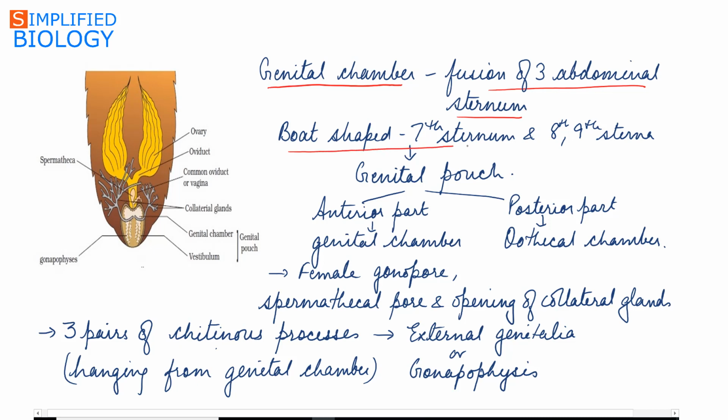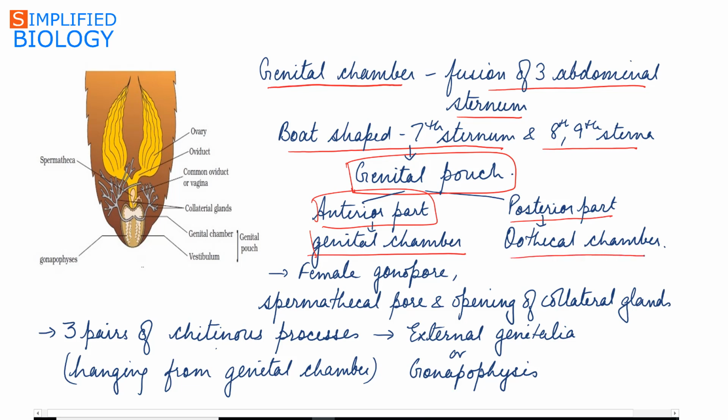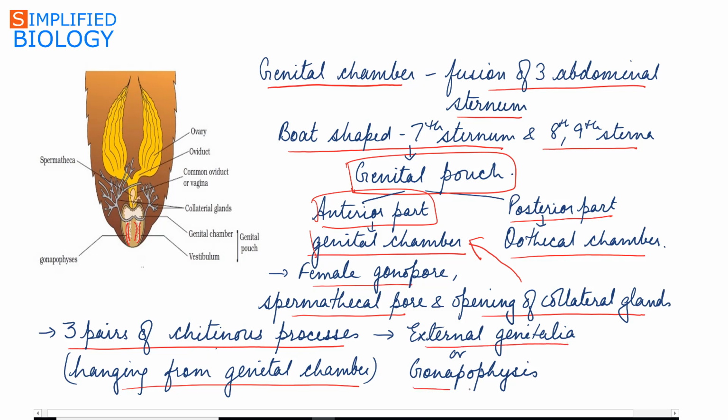The boat-shaped 7th sternum along with the 8th and the 9th sterna forms the genital pouch, the anterior part of which is the genital chamber, while the posterior part is the oothecal chamber. Female gonopore, spermathecal pore, and the opening of collateral glands lie in the genital chamber. 3 pairs of chitinous processes. Now these are the chitinous processes hanging from the genital chamber form the external genitalia or the gonapophysis.